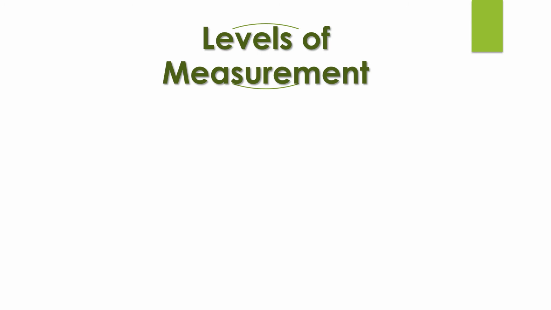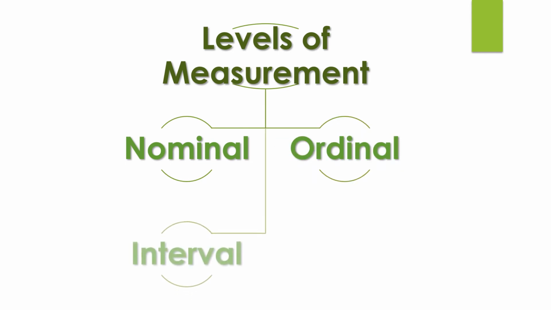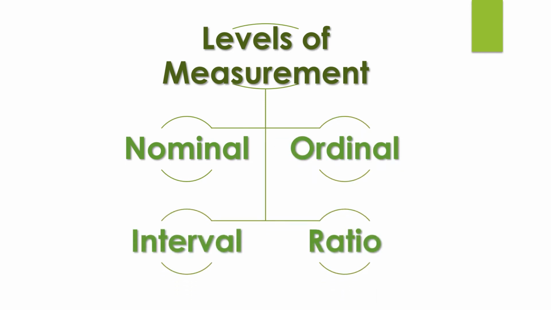Okay. Next, level of measurement. The levels of measurement, nandiyan si nominal, si ordinal, interval, and then ratio. Okay, let us look at the differences between those measurement levels. Okay, so nominal. Let's start with nominal.